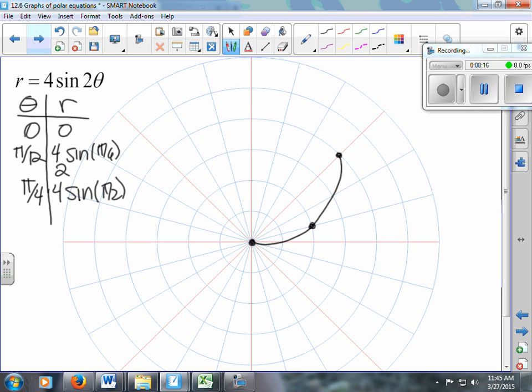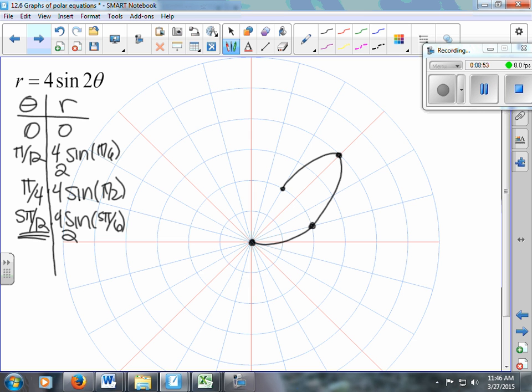Now let's try to get to 30 degrees in the second quadrant, which would be 5 pi 6. But I'm going to have to try 5 pi 12 instead, because I have to multiply by 2 when I plug in theta. So now I get 4 times the sine of 5 pi 6. 5 pi 6 has a sine of positive 1/2 because that's in quadrant 2, even though my 5 pi 12, which is my theta here, is in quadrant 1. So I get back to a positive 1/2, so this is 2.